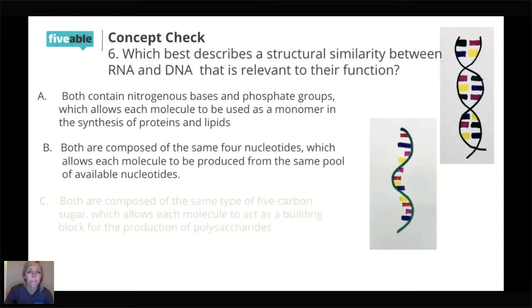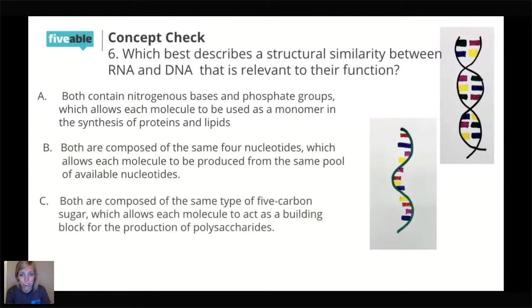C, both are composed of the same type of 5-carbon sugar, which allows each molecule to act as a building block for the production of polysaccharides. Okay, so there's 2 things wrong with that answer option, right? They're not composed of the same 5-carbon sugar. That's why we have deoxyribose and ribose sugar. So that gets at partly, do you know what D and R stand for in DNA and RNA? And then also it's talking about for the production of polysaccharides, but from our carbohydrate information, we know that the monomer of a polysaccharide is a sugar molecule, not a nucleotide.